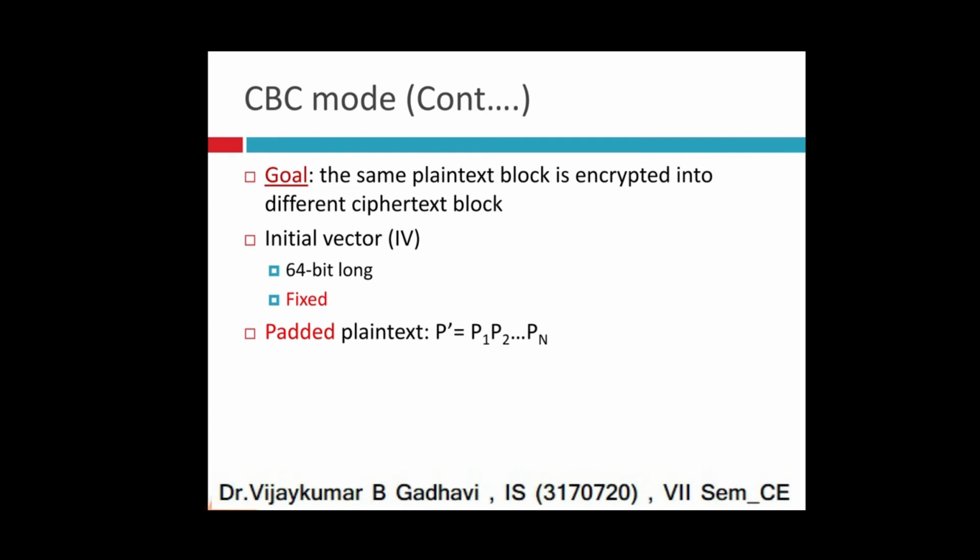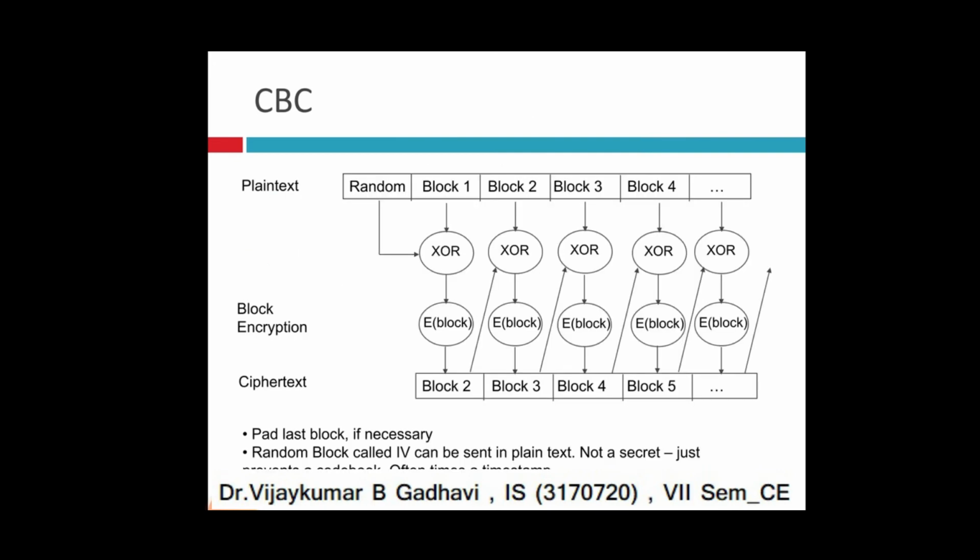The initial vector IV is 64 bits long and is fixed. Here we use the word fixed because no alteration or manipulation in blocks is possible. The padded plaintext P' is equal to P1, P2 to Pn. Here is shown the figure of CBC, the plaintext.